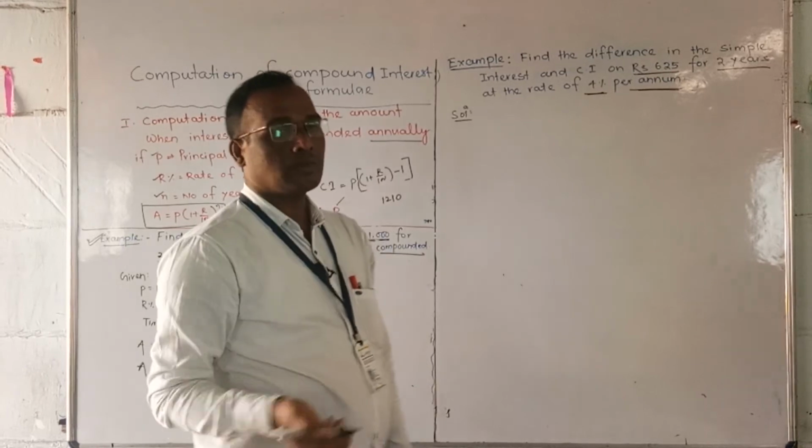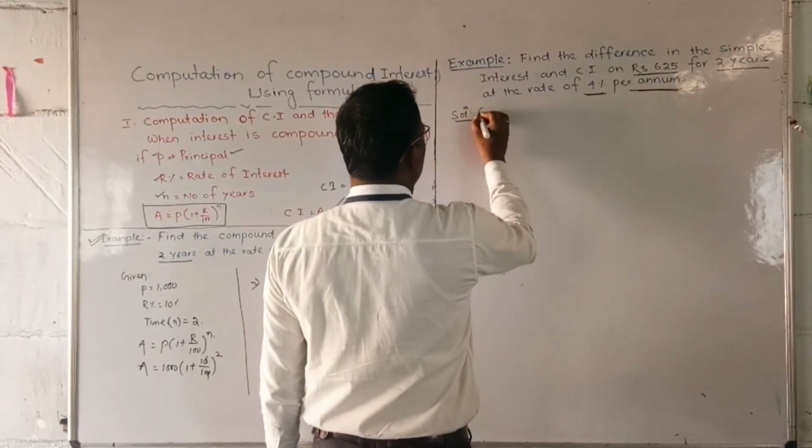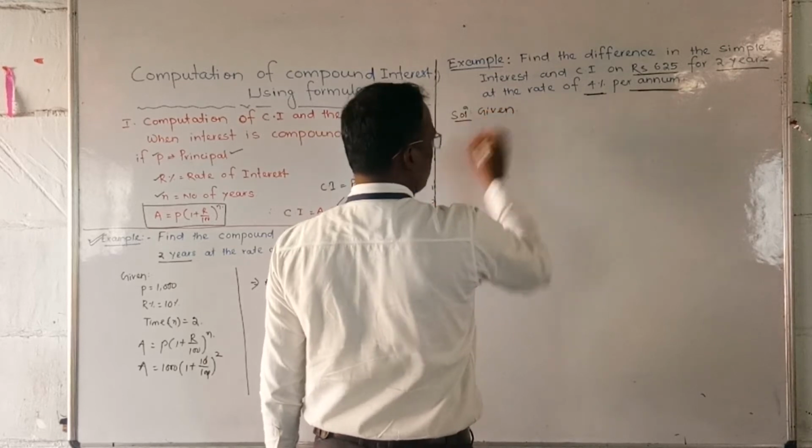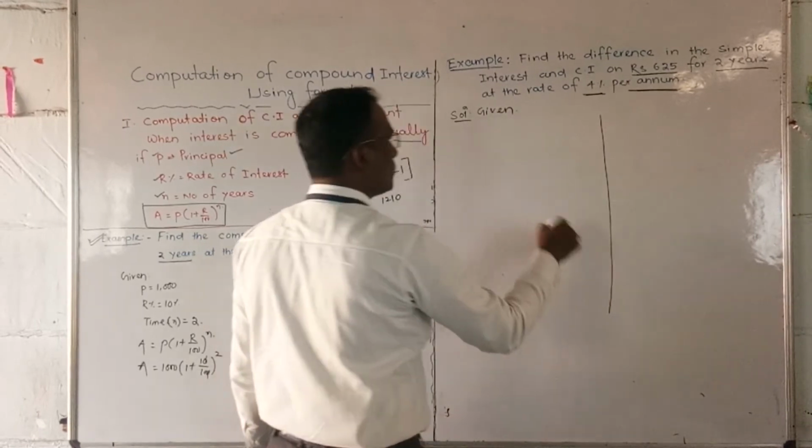Okay, look here, students. First we can write the given. Two ways we can do this. I will do it in two parts here, then we can understand. Simple interest we can write here.